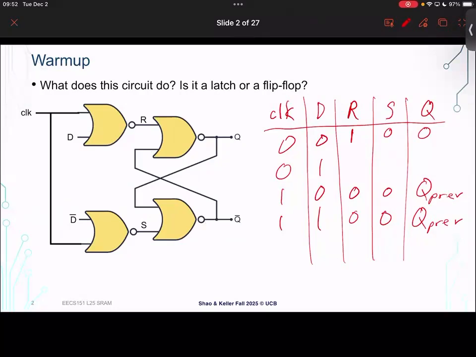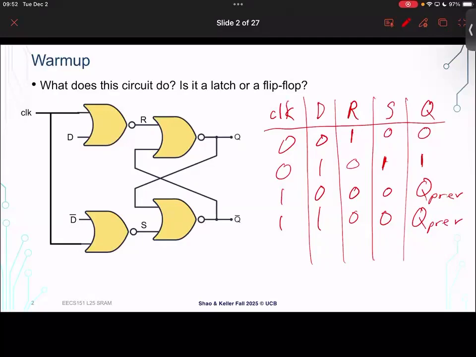Okay, let's look at the other case. If D is 1, now R has to be 0, but S is going to be 1. So you can see this is going to be the inverse case of the other. And so if S is 1, then that forces Q bar to be 0. And so Q ends up being 1. So this is our truth table.